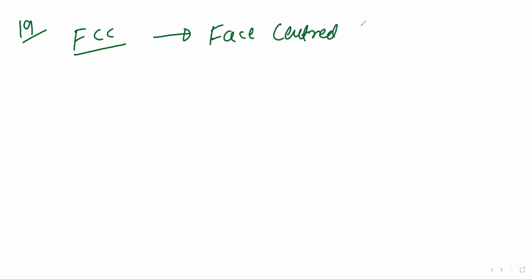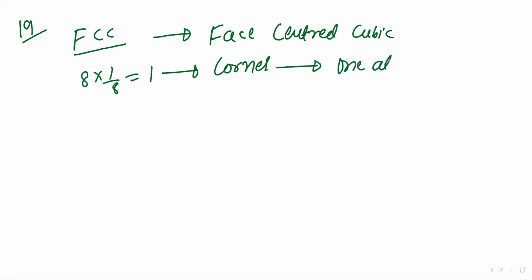Now look at question number 19. In a face-centered cubic unit cell, how many atoms are in the unit cell? FCC full form is face-centered cubic, right? So in the face-centered cubic unit cell, how many atoms are at the corner? 8, right? So the contribution will be 1 upon 8, times 8, which is 1. So in total 1 atom at the corner by combining the 8 corners.